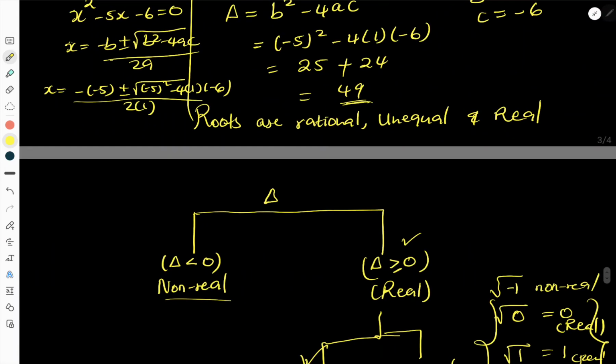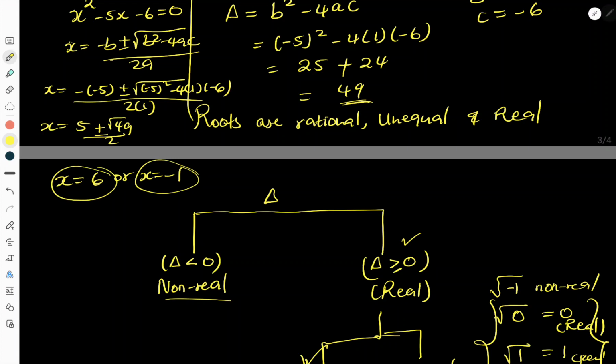Then when you simplify the square root, it will be x is equal to 5 plus minus the square root of 49 over 2. Then when you get your x values, your x will be 6 or your x will be -1.